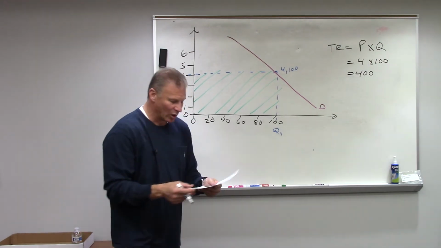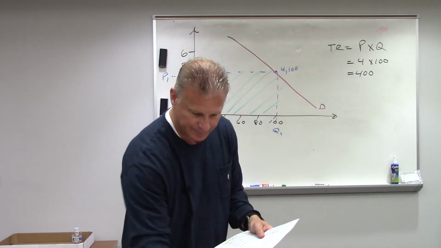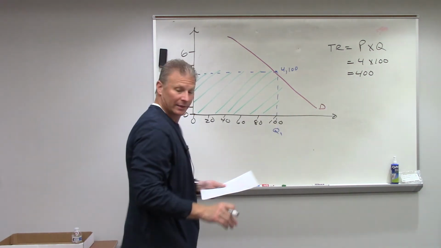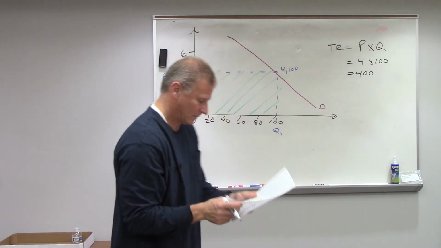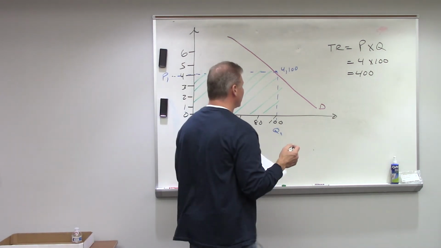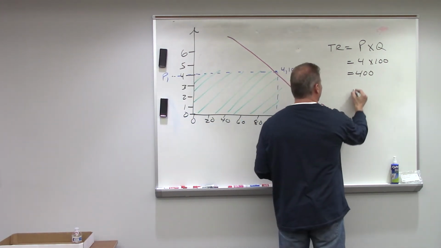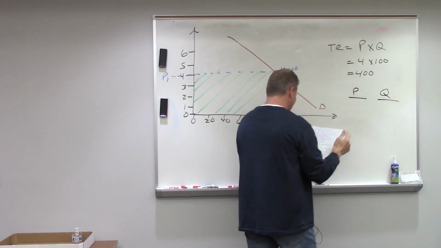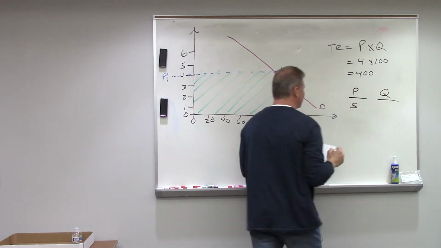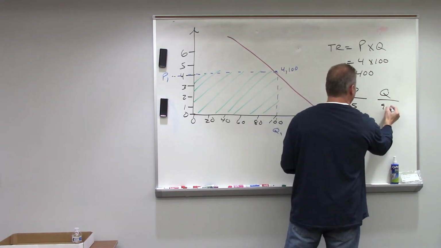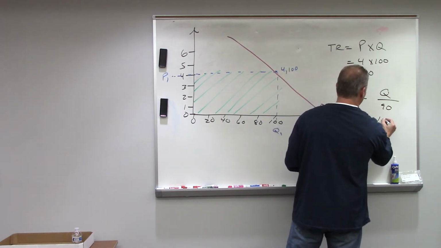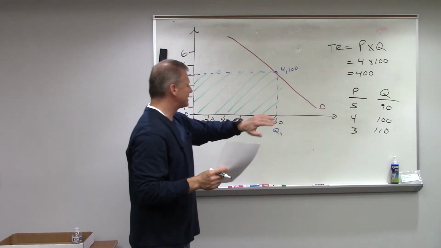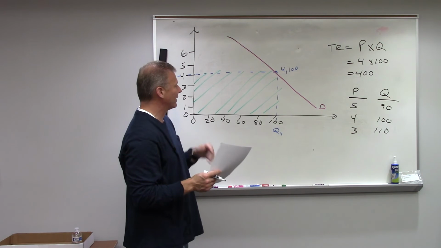Now, we would assume that if I changed this, let me give you a little table here. Price, and let's say quantity. Let's say I went to $5 on the price, and you'd sell 90. $4, we already know, at 100, and $3 at 110. So let's say that's kind of what we're looking at.